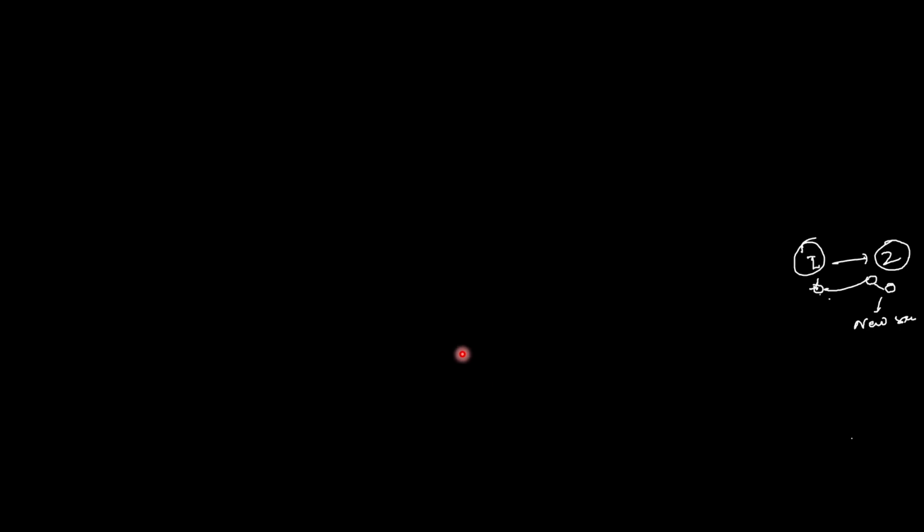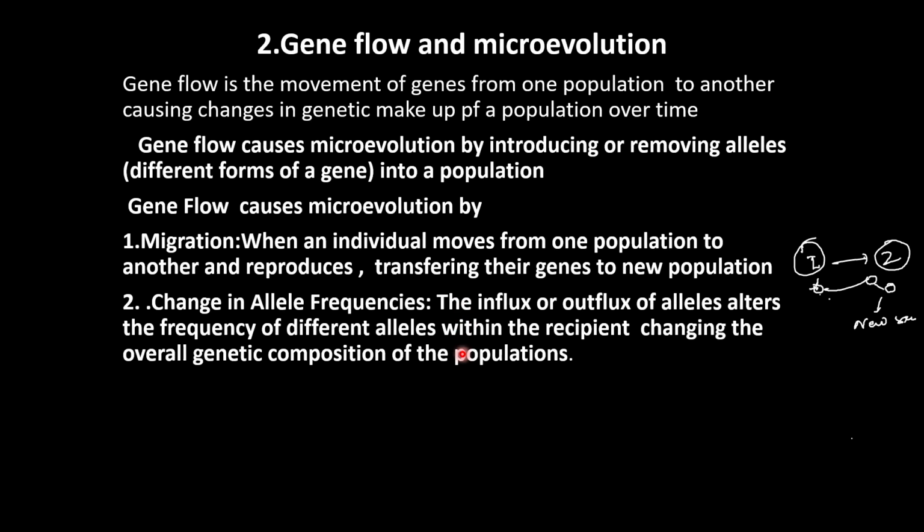Again, number 2 is gene flow. Gene flow means movement of genes from one place to another. See here, this is place number 1, this is place number 2. So if some individual moves from here to here, it is called migration.